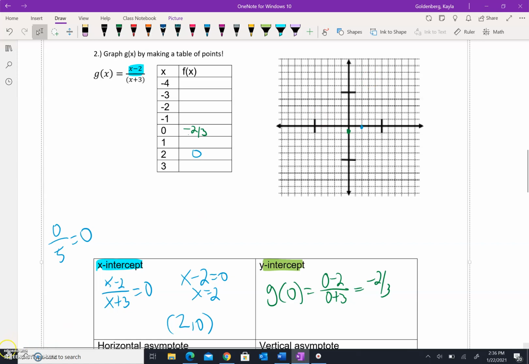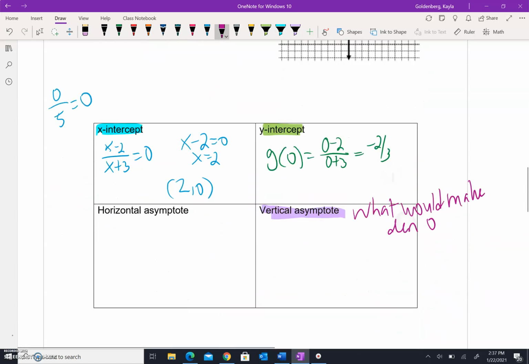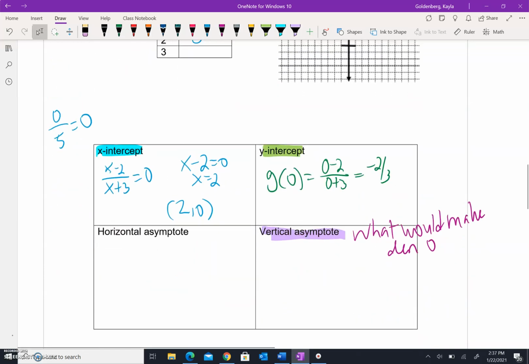And then we want to think about our asymptotes. So remember my vertical asymptote, I'm always looking at the denominator of my fraction. So I'm going to color code that. I'm thinking about what would make the bottom 0 or the denominator 0. So when is x plus 3 a 0? Because then I have a number over 0. I've got 0 in the bottom of my fraction. That's undefined. So if x was equal to negative 3, that's going to be my vertical asymptote.